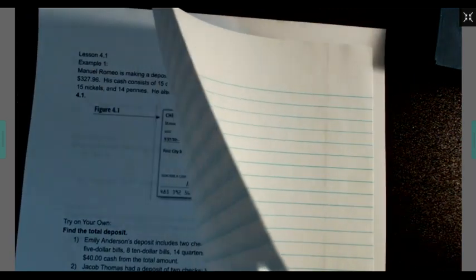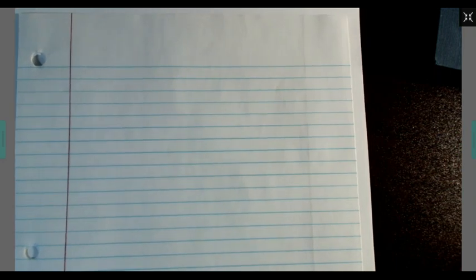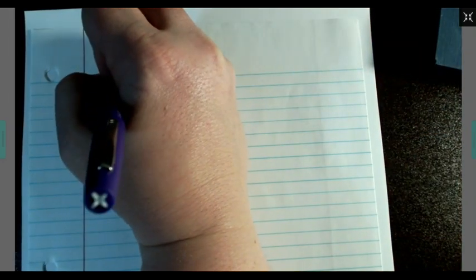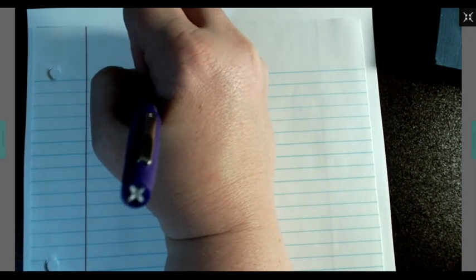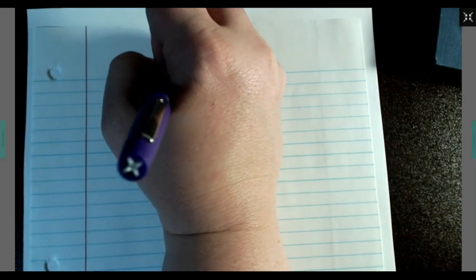Today we are going to talk about lesson 4.1 on deposits in our new chapter. So we are going to start our chapter 4 equation sheet. So go ahead and take out a piece of paper so that you can start writing down your equations for this chapter to be turned in on the day of the test.